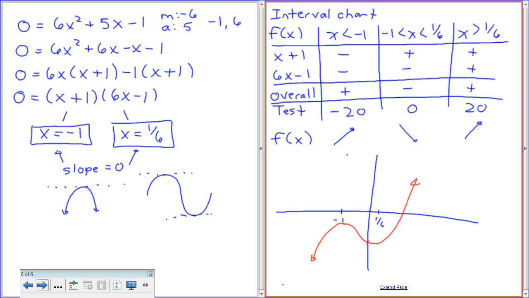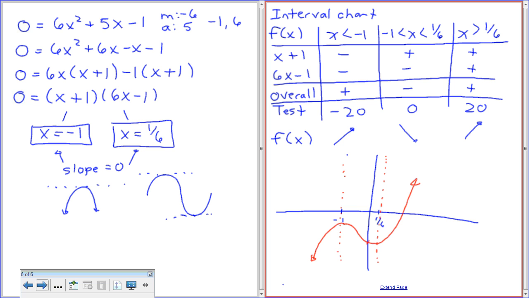So just so we see that, it's increasing until it gets to -1, then it decreases until it gets to 1/6, and then it increases again. Yeah, you would have to do a detailed graph. It's just a rough sketch for this right now. So you could find your x-intercepts.